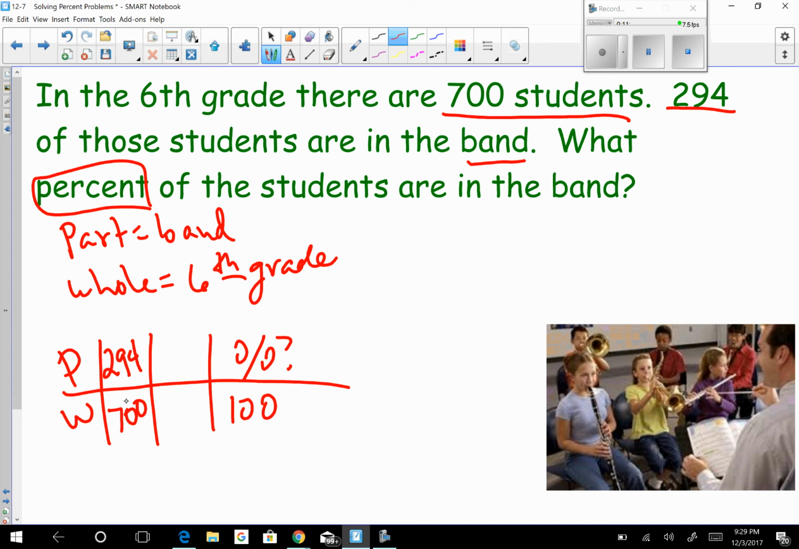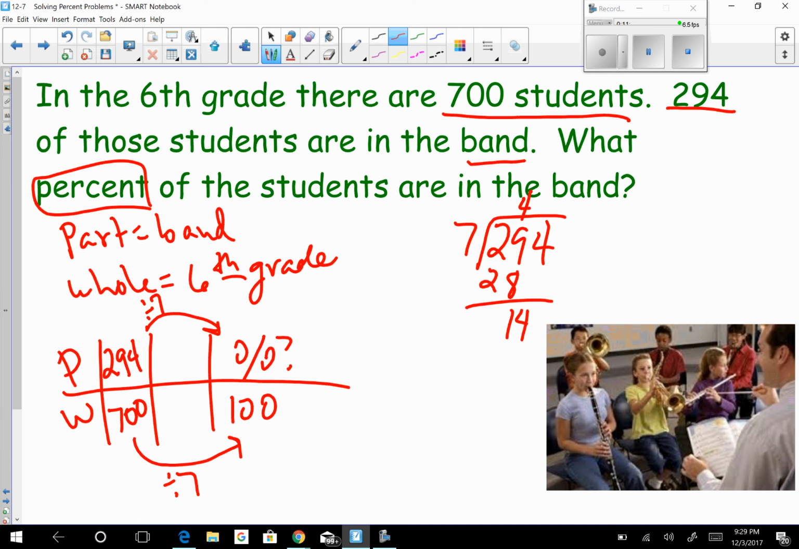So completed column to incomplete column. So how do we go from 700 to 100? Well, divide by 7. So you have to do 294 divided by 7 as well. So let's go to the side. 294 divided by 7. 7 won't go into 2, but 7 goes into 29 4 times. 7 times 4 is 28. 9 minus 8 is 1, it's 14. 7 goes into 14 2 times. And so we are done. So we have found out that it is 42%. So 42% are in the band.